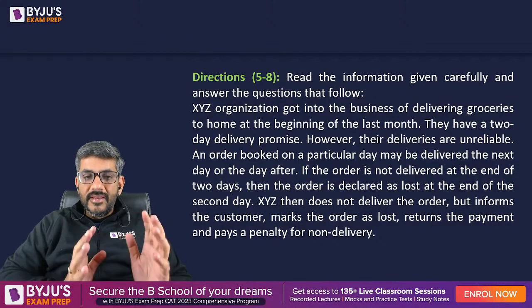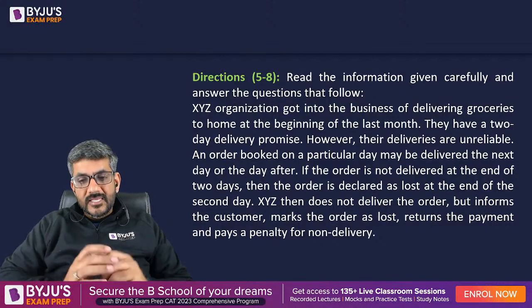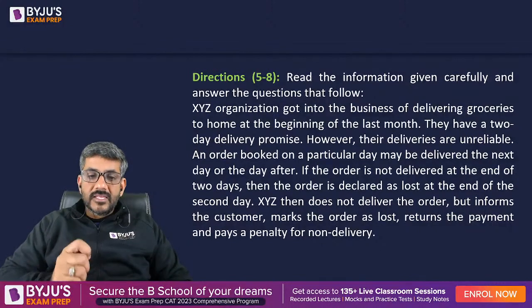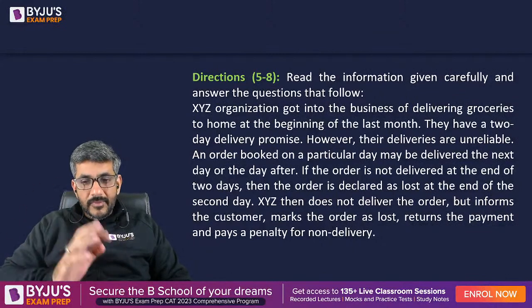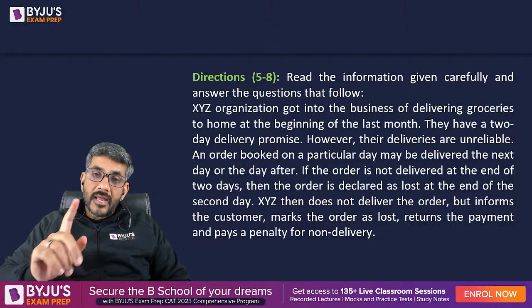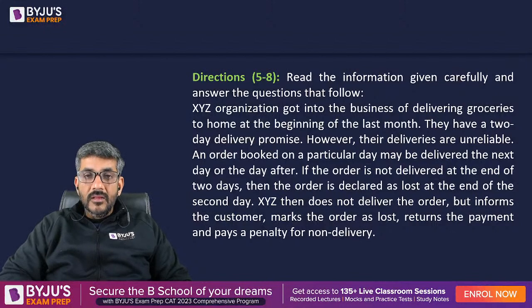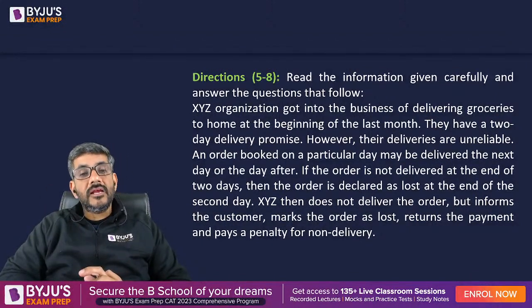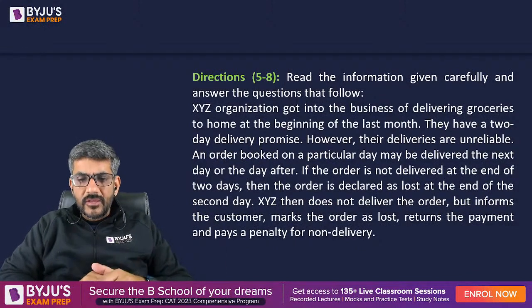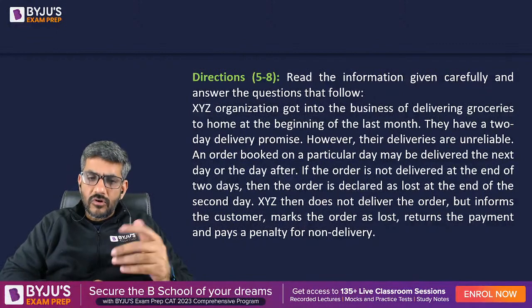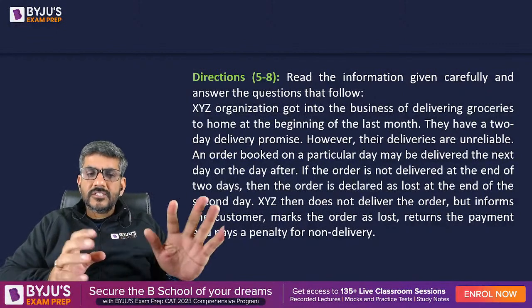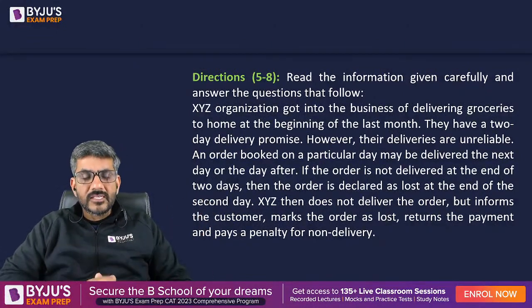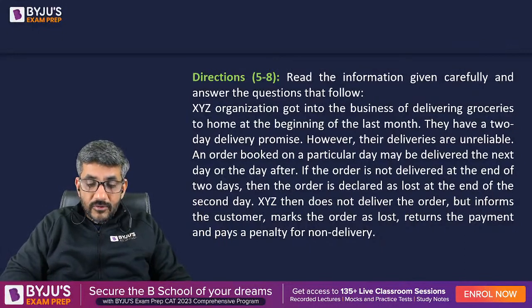Right? So the point is, they will just take an order. Either they will deliver the order next day, or they will deliver the order next to next day, that is second day. But even if they do not deliver it on second day, at the end of the second day, they would mark it as lost, right? And then they would just return the money of the customer. They would cancel it. They would also pay the penalty for that. This is all that they are going to do. I am sure that this data is understood.